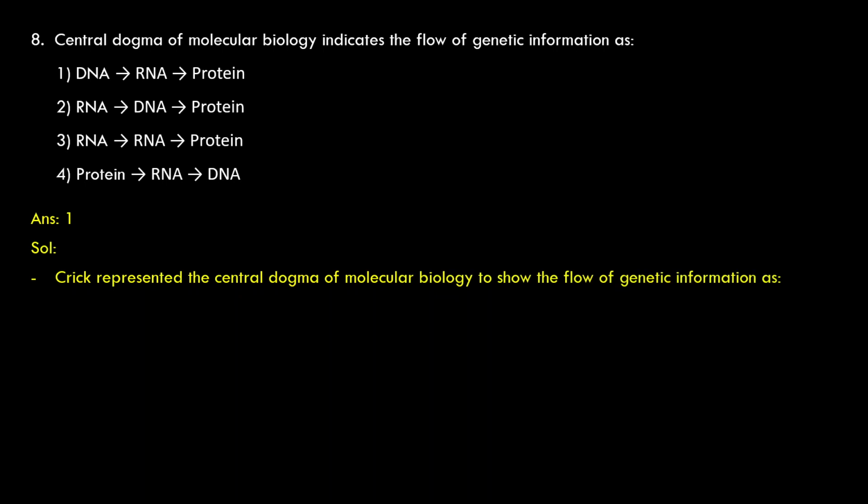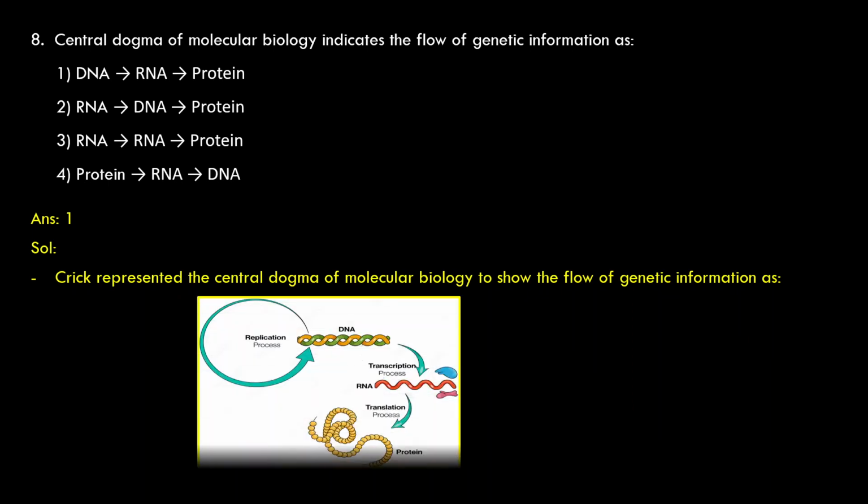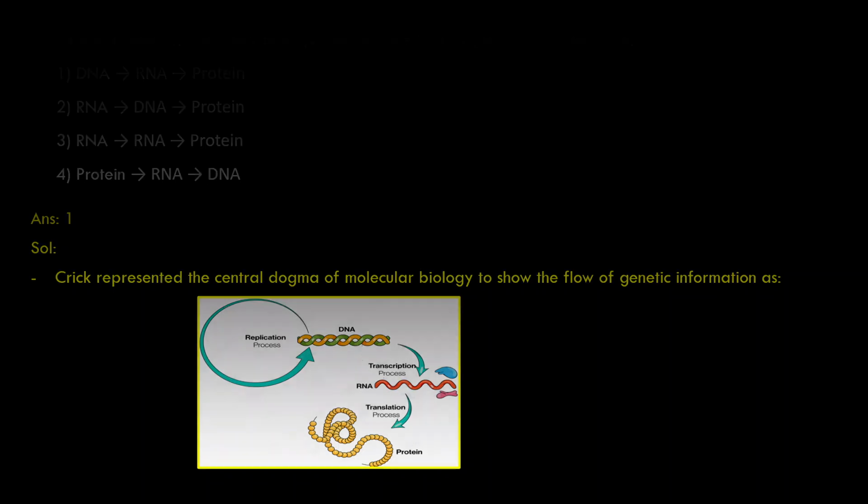First one. Here is the answer. The Crick represented the central dogma of molecular biology to show the flow of genetic information as this one. Very clear. From DNA to DNA is the replication process, DNA to RNA is the transcription process, and RNA to protein is the translation process. Coming to the next question.